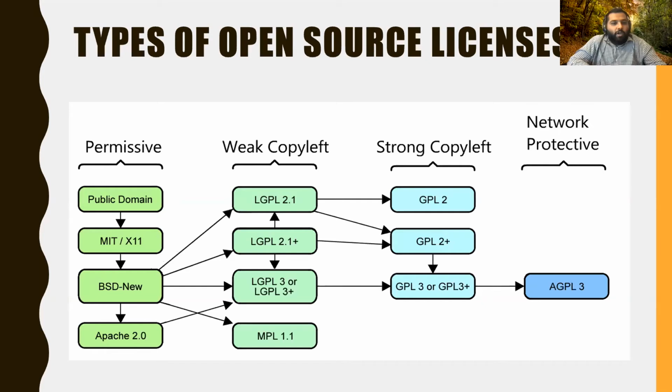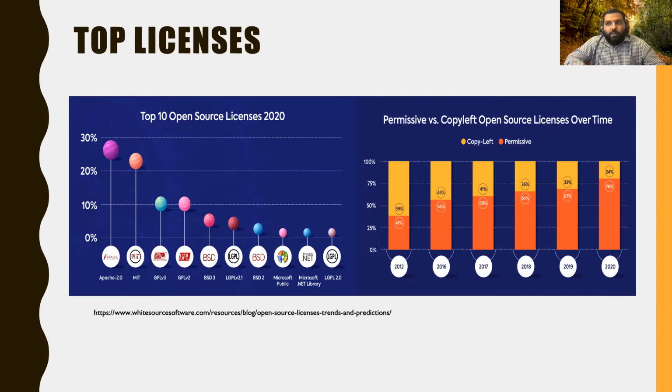And there's one interesting thing that I wanted to share here. If you see this slide, the top 10 licenses, this is, I think, in 2020, the top most license these days is Apache, followed by MIT. And then we have GPL, GPL V2, BSD.